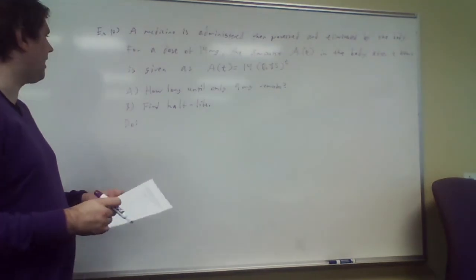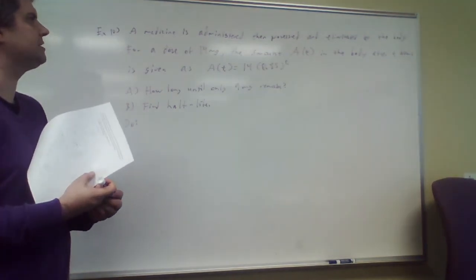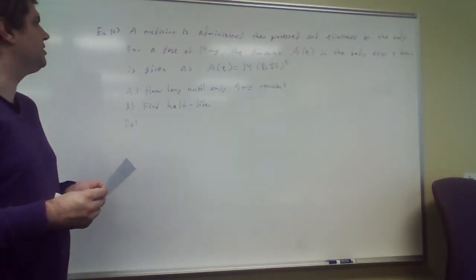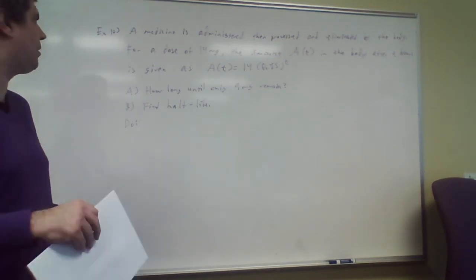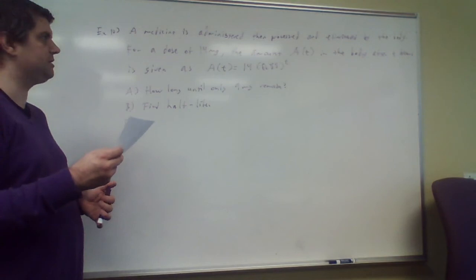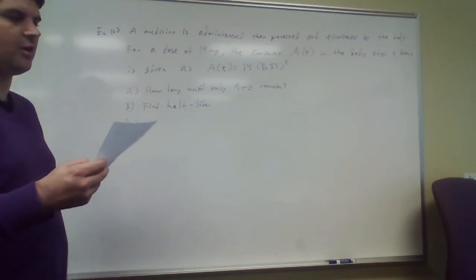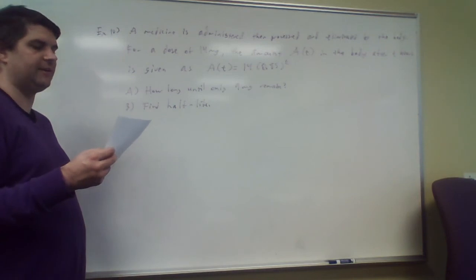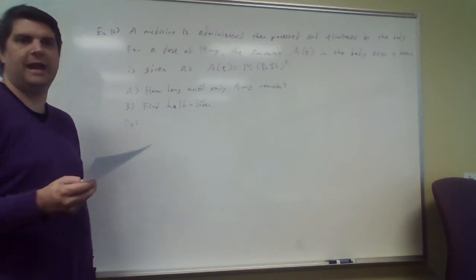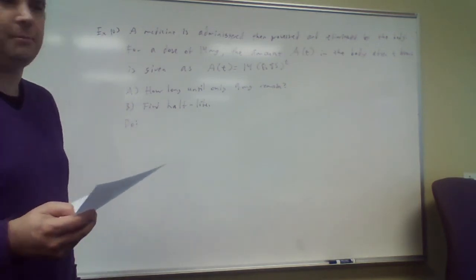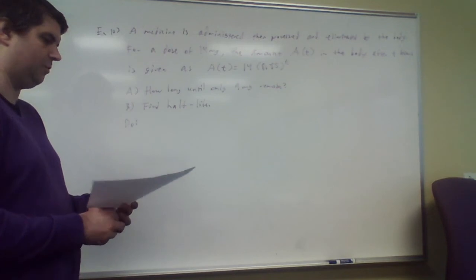All right, so this is the final example. A medicine is administered and then processed and eliminated by the body. For a dose of 14 milligrams, the amount A of T in the body after T hours is given as A of T equals 14 times 0.85 to the Tth power. It says something about the drug needing to be, for the drug to be effective, at least 2 milligrams are needed. That's irrelevant to questions A and B, so I went ahead and skipped putting it on the board. I'll save the space for the math that we need to do.